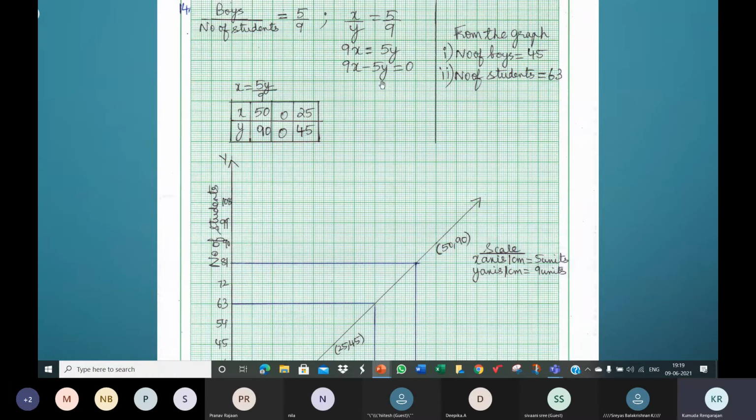So you can substitute. When y is 81, work and find the corresponding value of x. And you'll get x is equal to 45. Do it in the rough work.